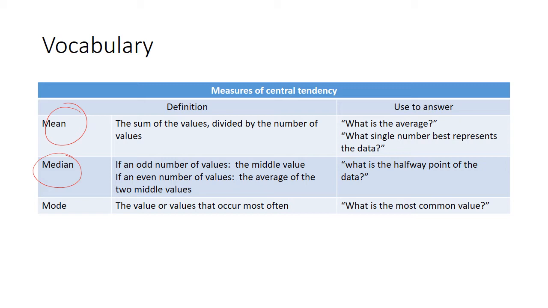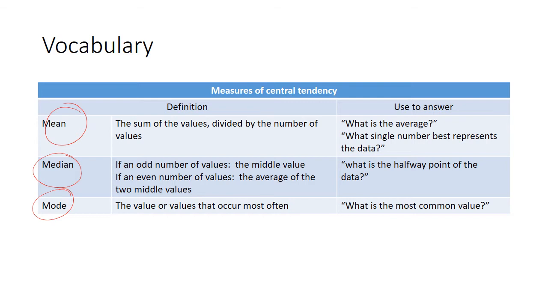And then mode is how often it happens. So if we're talking about your grades and you make a 100 on almost all your assignments, and then you make a 0 on one because you forgot to turn it in, that 0 is going to affect your mean. It's not really going to affect your median. And your mode, the value that occurs most often, the one that is most common, is going to be your mode.